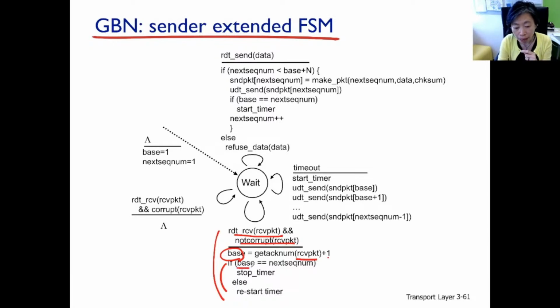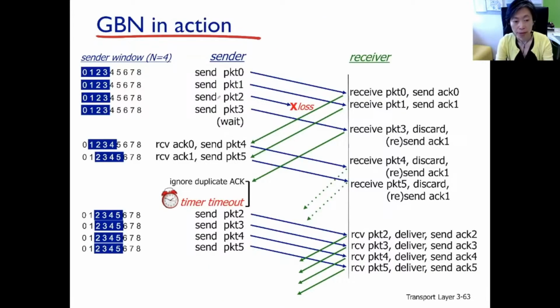Only when the base and the next seq num are equal do we stop the timer, because the base here is empty, meaning no yellow packets at all, because next seq num is the first blue. So only when the base and the next seq num are the same. Otherwise, restart the timer. Now we can come back here to examine.